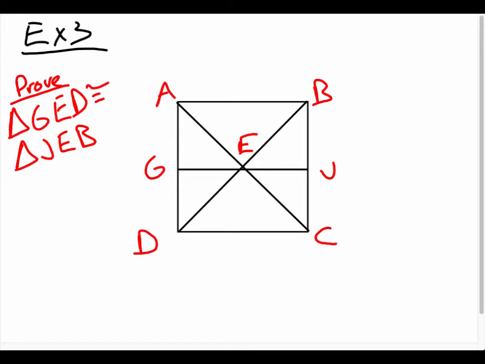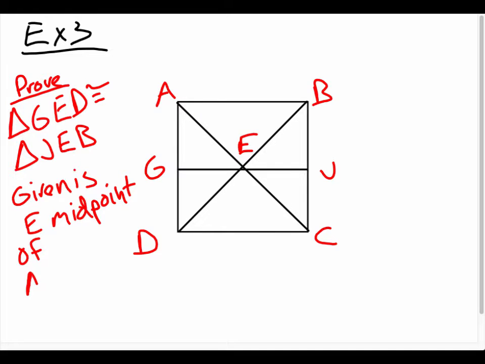Okay? And we're given this. This is given. E is the midpoint of AC and BD. Or DB, BD, whatever. All right, so it's not a formal proof, so we're just going to think our way through this.